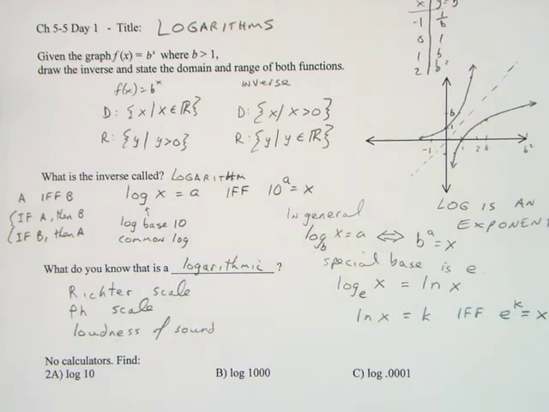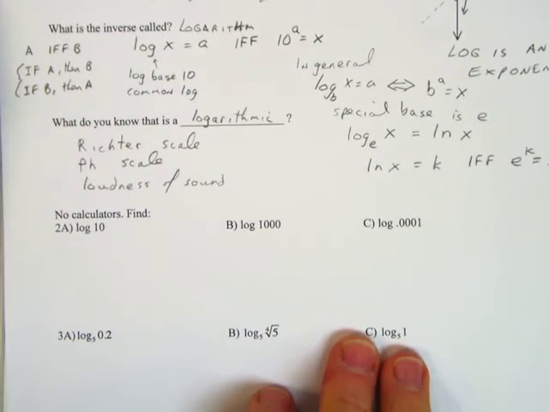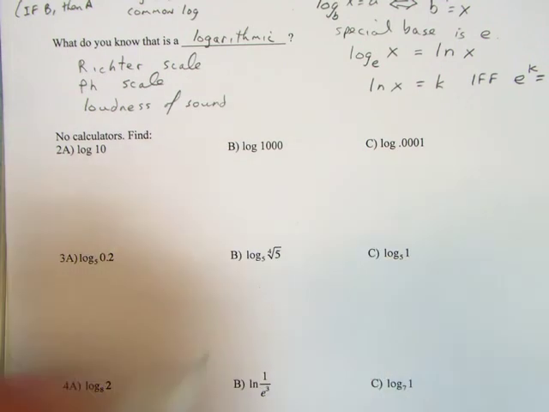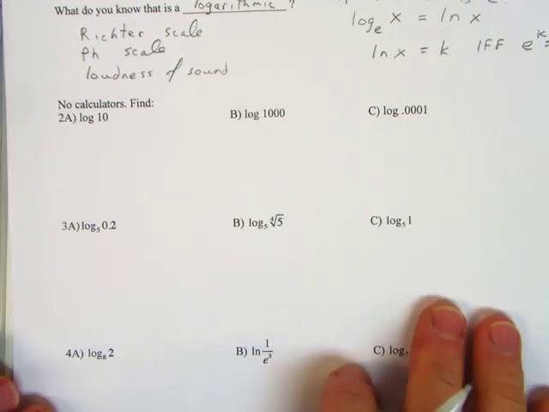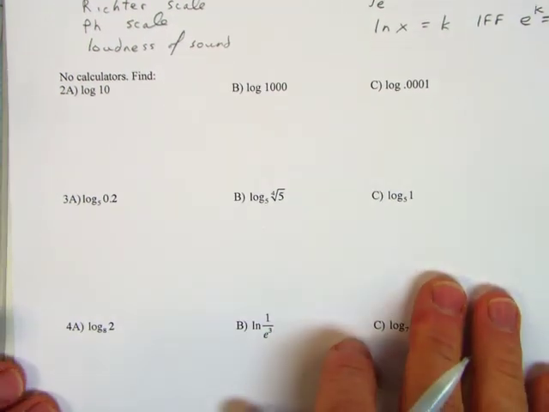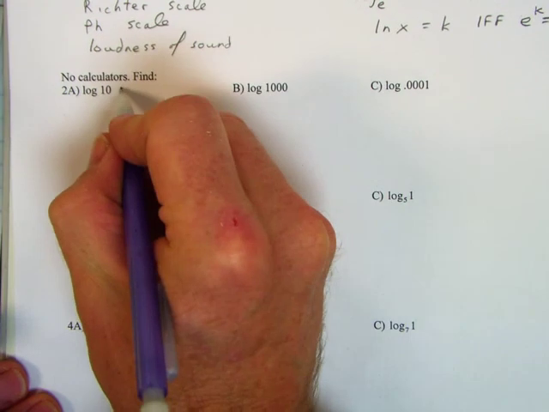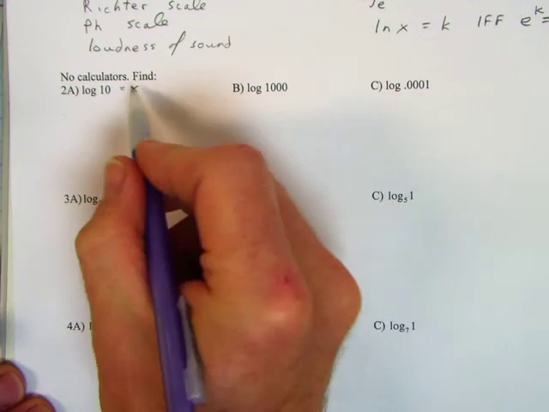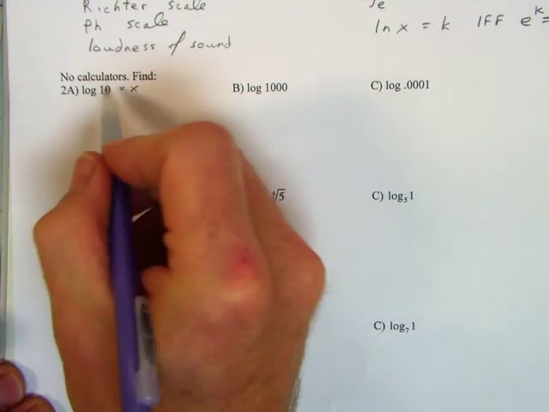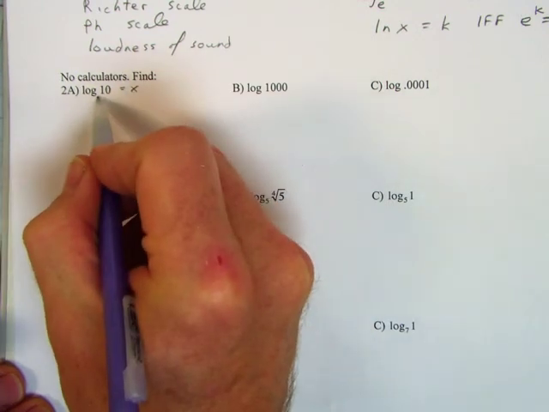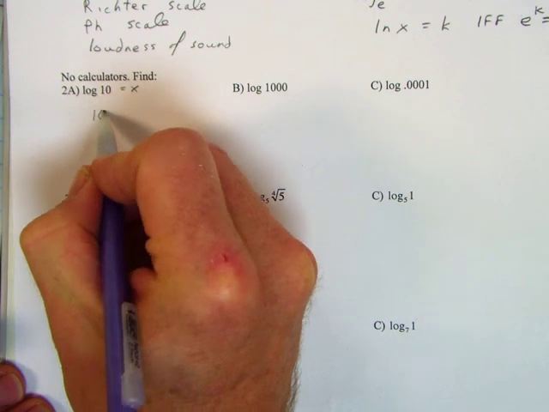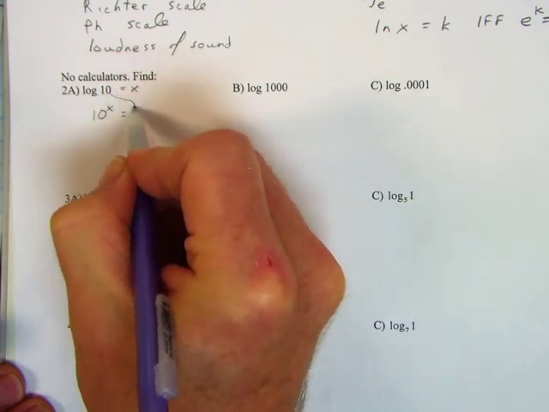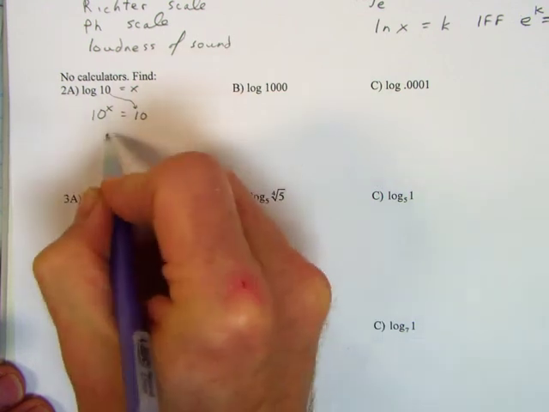All right, let's do a bunch of problems. These are basically skill problems, and let's just see how we can go about doing them. I see log of 10. What I'm going to do is set this equal to a variable, and I always want to see that you've done that. What's the base of this log? The base is 10, so 10 to the x equals 10. Well, what is x here? x is 1.